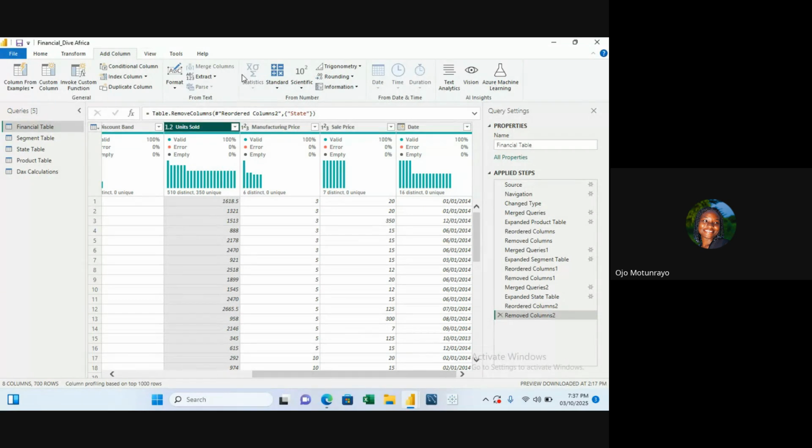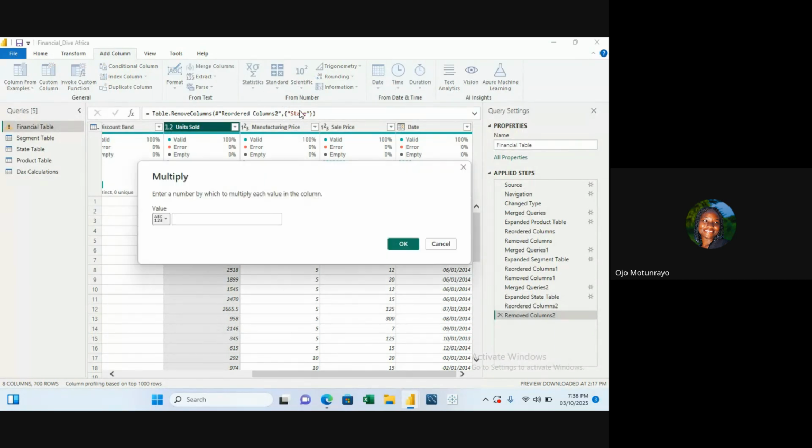So you can go back to your add column, then your standard. When you see standard, you see add, multiply, subtract, divide. So let's just click on our multiply. When you click your multiply, you can see what is brought out: enter a number by which to multiply its value in the column. We are not entering anything. The value is here. Let's just click on this drop down.